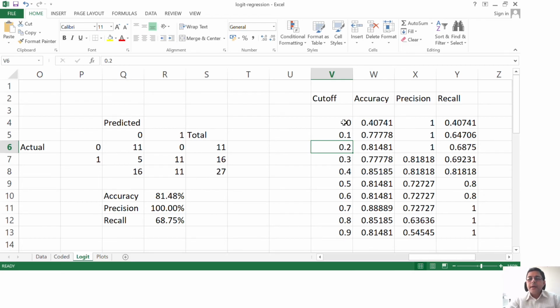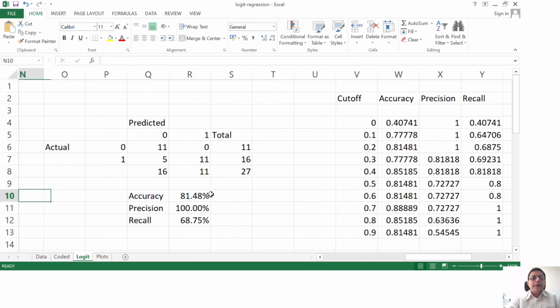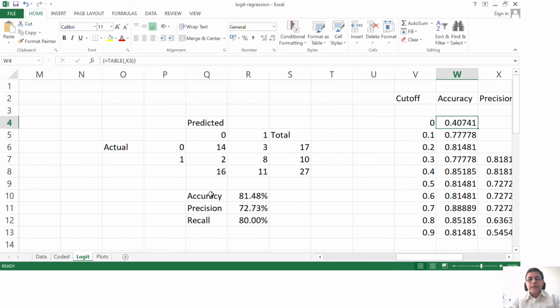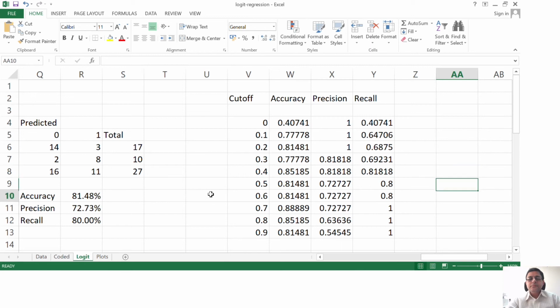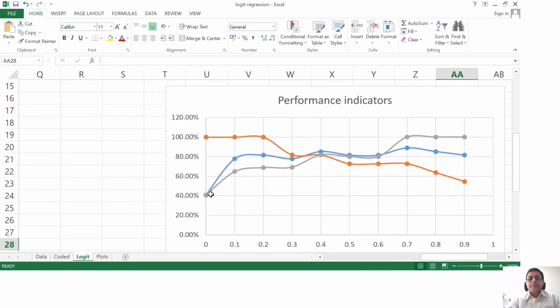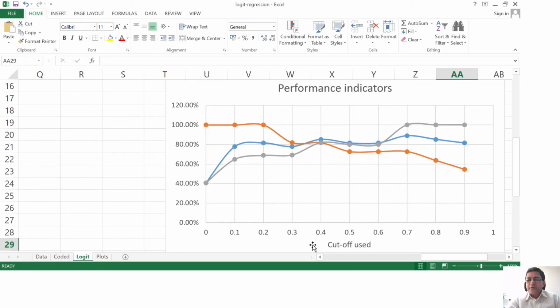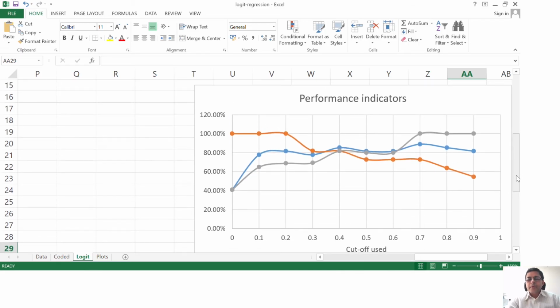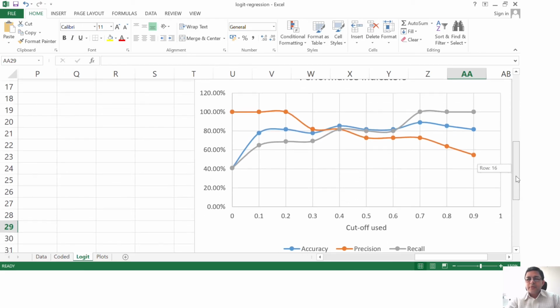I'll keep doing this, all the way to 0.9. Before I do that, let me set that to 0.5 as my default threshold. Okay, that's how we saw the calculations. And let us look at the plot of this. Let us reduce the zoom a little bit so that I can fit that into the screen.